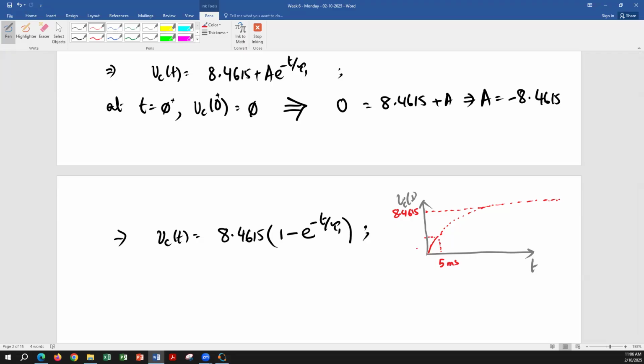After 5 milliseconds, of course, the equation is going to change. So these dotted lines represent that if I want to plot this equation for all the time until infinity, it's going to go like this, and eventually the voltage is going to become 8.4615. But it's not going to happen because at 5 milliseconds the change is happening. So whatever the voltage is by then will become the initial voltage of the capacitor at 5 milliseconds. Right? Make sense?